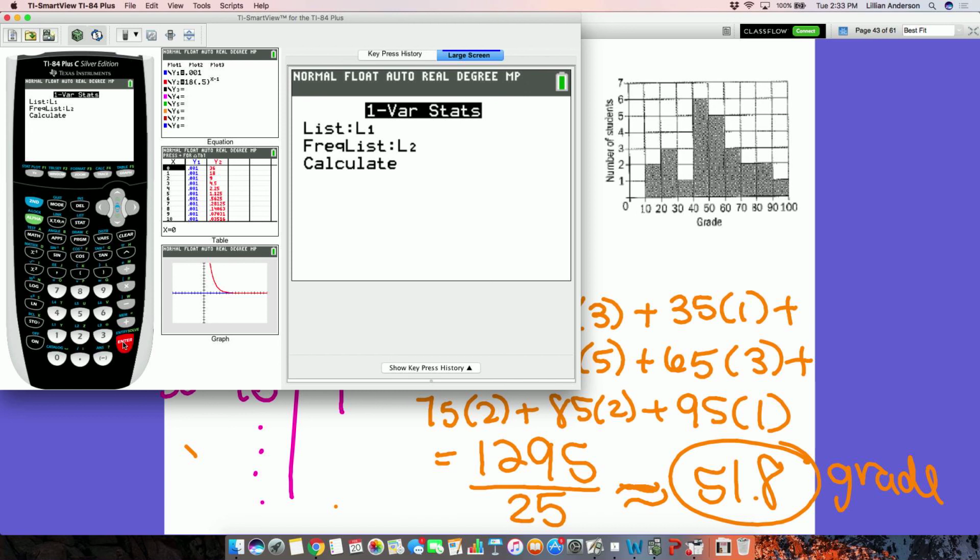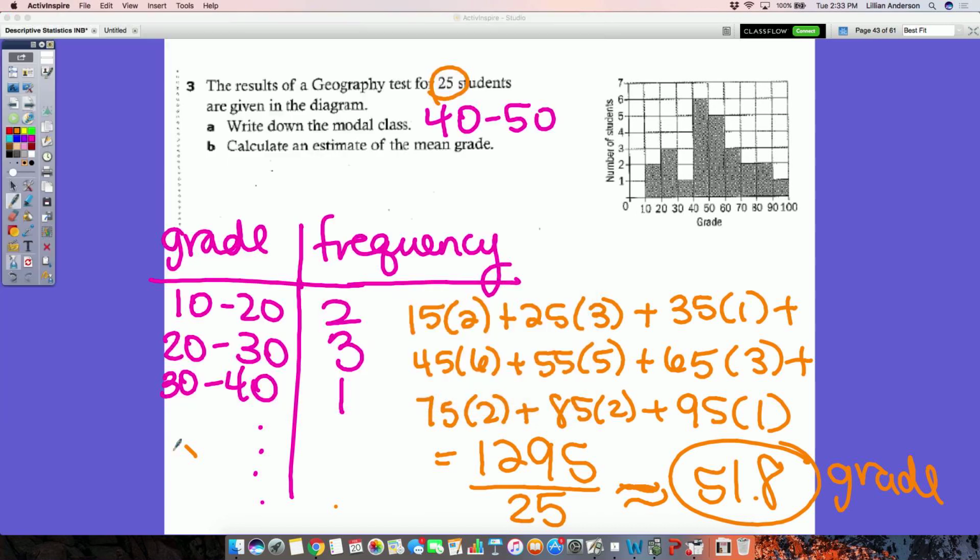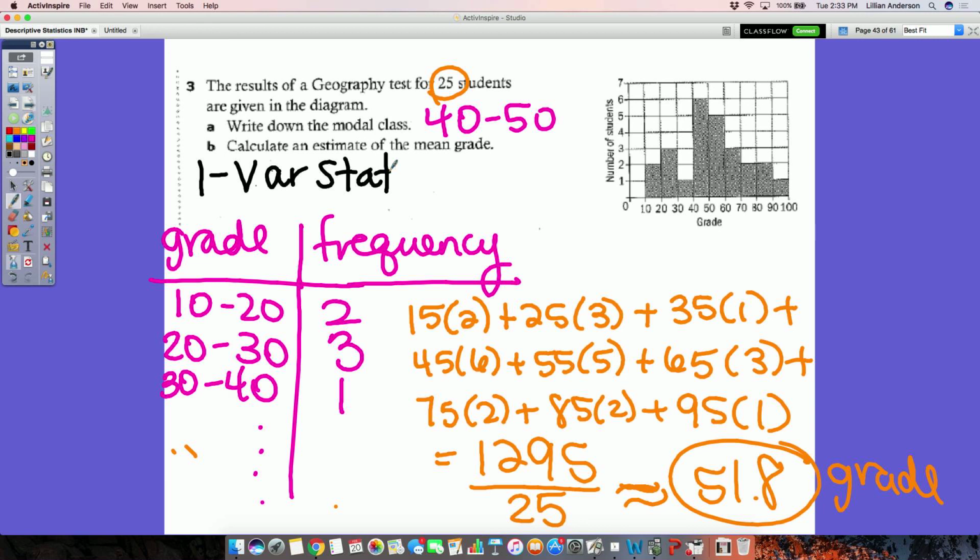I show both ways, not just for the folks who have this type of calculator, so that everybody knows. Raise your hand if your calculator did not look like mine. Perfect. So everyone, make sure you're listening. Right now you have 1-bar stat sitting on your screen, right? Now we had 2 columns of information, correct?